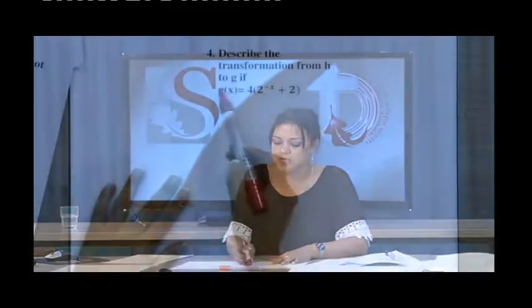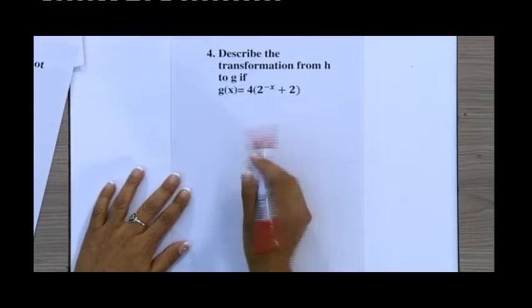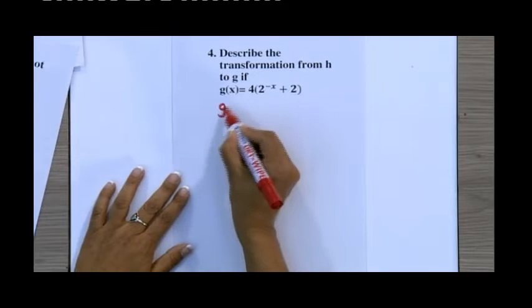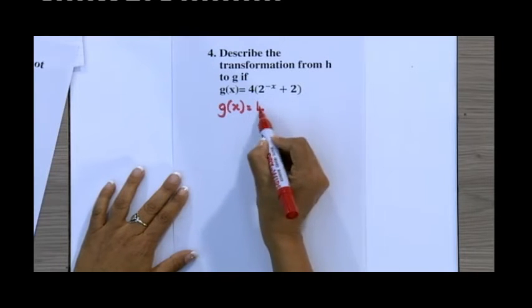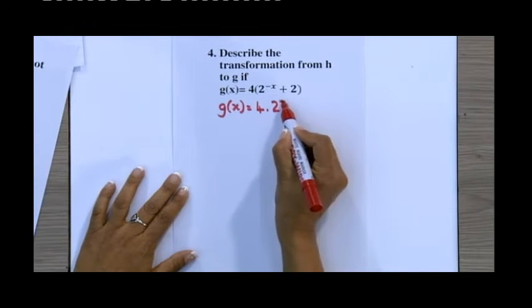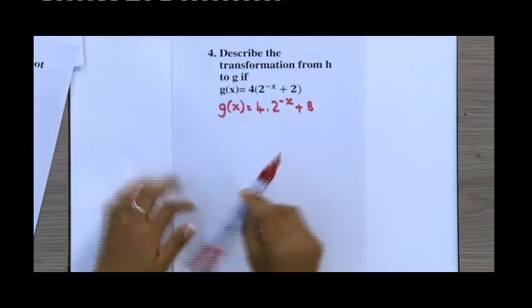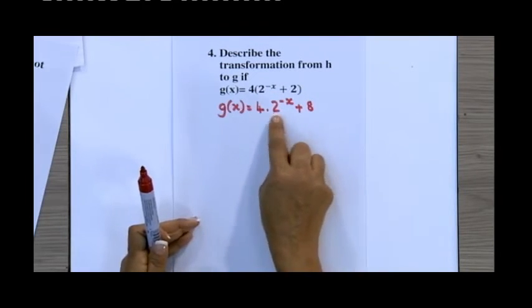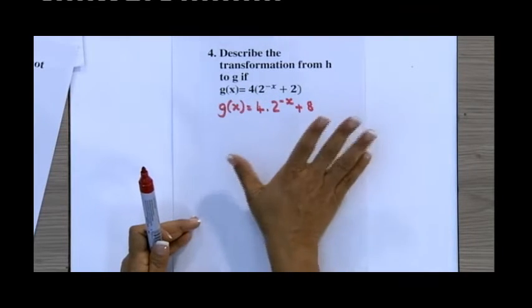Describe the transformation from h to g if g of x is this. Now remember, g of x, if I multiply this out, I get 4 multiplied by 2 to the negative x plus 8. Now there are students who say that this times this gives them 8 to the power of negative x, but that's absolutely wrong.